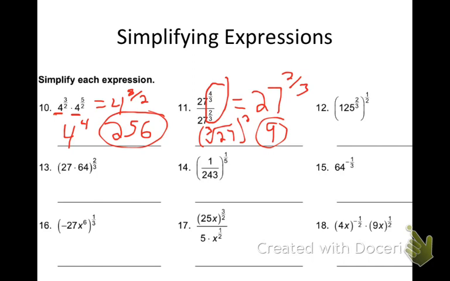Now, number 12. Problem like this, there's a lot of different ways to do it. Multiple ways to do it. I could do parentheses first and then take that to the 1/2 power. Or, when I take a power to a power, what do I do with my powers? Power to a power, I multiply. So I'm going to do the power to the power. So what is 2/3 times 1/2? 2/6, right? So that's the same thing as 125 to the 2/6, which is really just 125 to the 1/3.